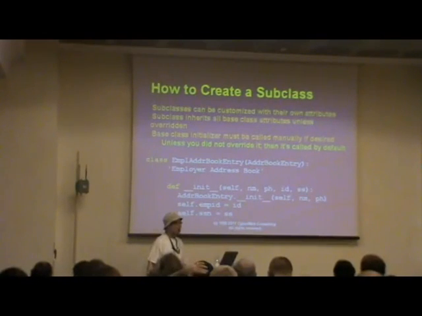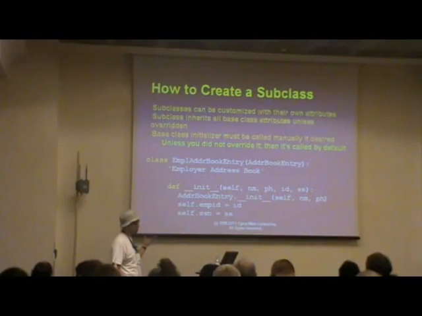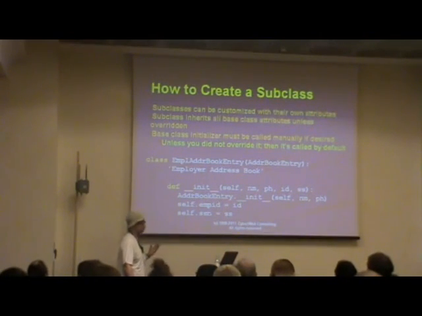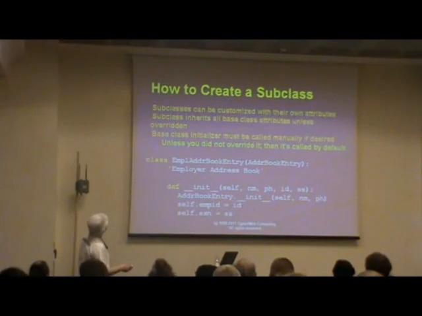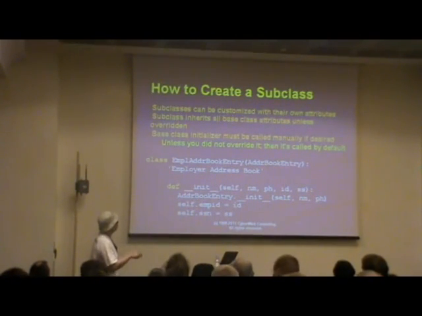All right, so let's talk about a subclass now. We all know how to create subclasses. Subclasses inherit everything from the base or parent class, and you can customize it by tweaking it a little bit to make it different from the class that you inherited from, right? One thing you have to keep in mind is that if you override any of the methods, like the initializer, it doesn't call the base class one. So if you really want to call the parent class's __init__, you have to do it explicitly, like I did here. Okay, so this is EmployeeAddressBookEntry, which is a subclass of AddressBookEntry.